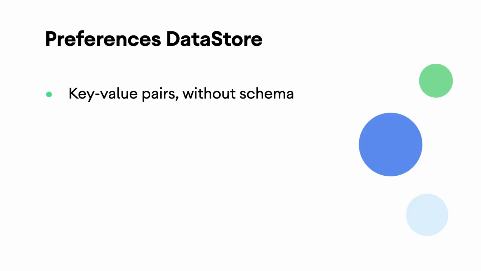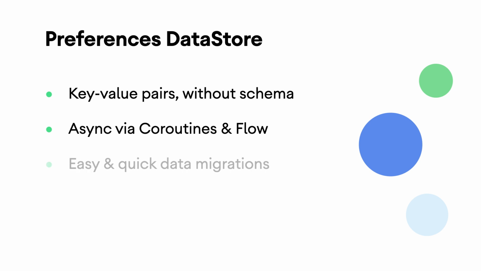To quickly recap, Preferences provides a fully asynchronous API for retrieving and saving data using the power of Kotlin coroutines and Flow. It allows easy and quick data migrations, but it does not provide full type safety. Now let's dive into some code and learn how Preferences should be implemented.